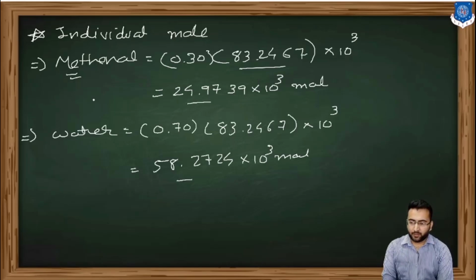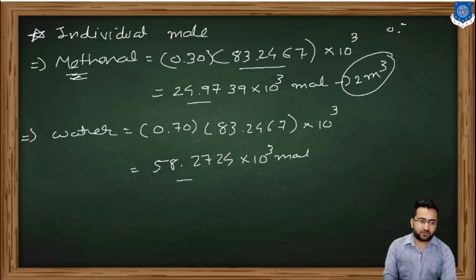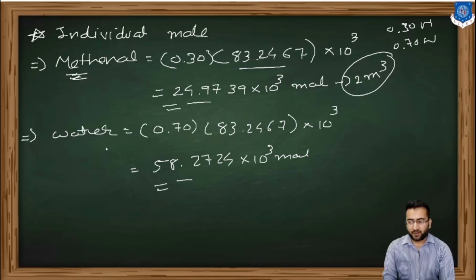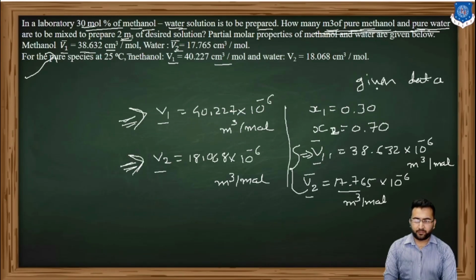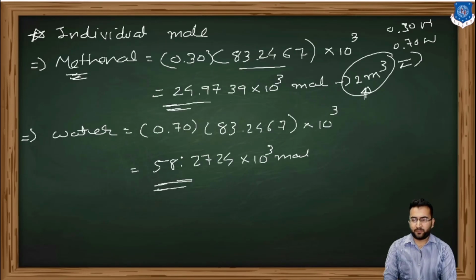This is the number of mole of methanol which is required to make 2 meter cube solution, in which 30% is methanol and 70% is water. So this much amount of methanol and this much amount of water, in moles, is required to make this type of solution. But the statement says that we have to find out the meter cube of pure methanol and pure water. So we need to find out the volume.